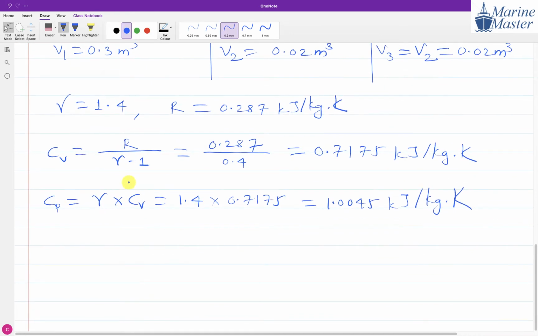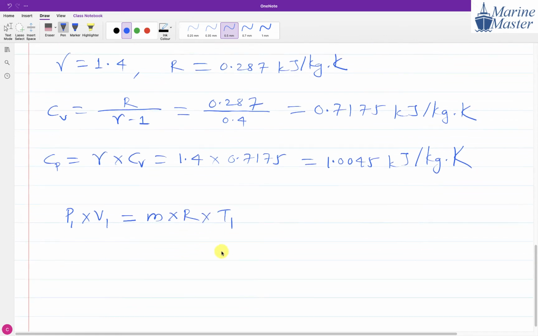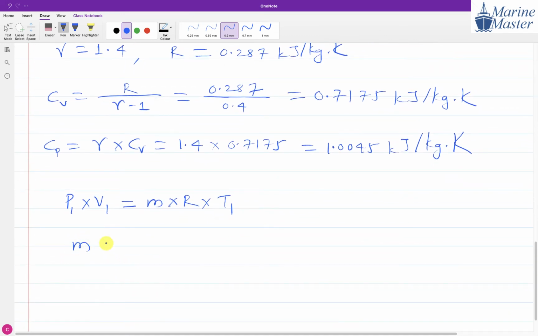So what we will do is use the ideal gas relation, PV equals mRT. We can apply that relation to any point. So P1 V1, mass is the same, so for mass we are not adding any subscript. R is a property, so we are not adding anything to R either. Let me write it down properly: P1 V1 equals m R T1, the ideal gas equation.